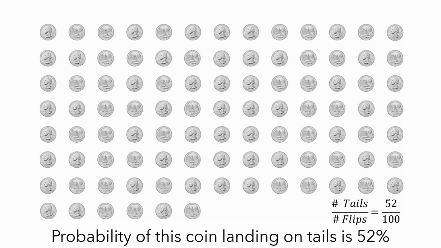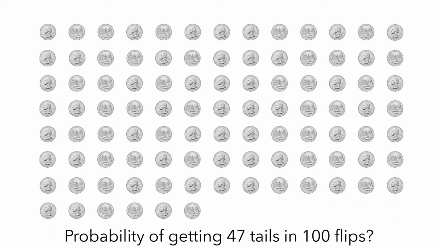Now let's look at another probability question for this coin. What is the probability of getting 47 tails in 100 flips? Pause the video and think about how you might figure this out. For a lot of us, our first instinct is that we'd have to do the same thing as before, flip the coin 100 times and find the percent of flips that were tails. But if we think about that approach, it doesn't actually answer this question. When we flipped the coin 100 times before, we got 52 tails, and getting 52 tails in those 100 flips doesn't tell us anything about whether or not we would get 47 tails in 100 flips.